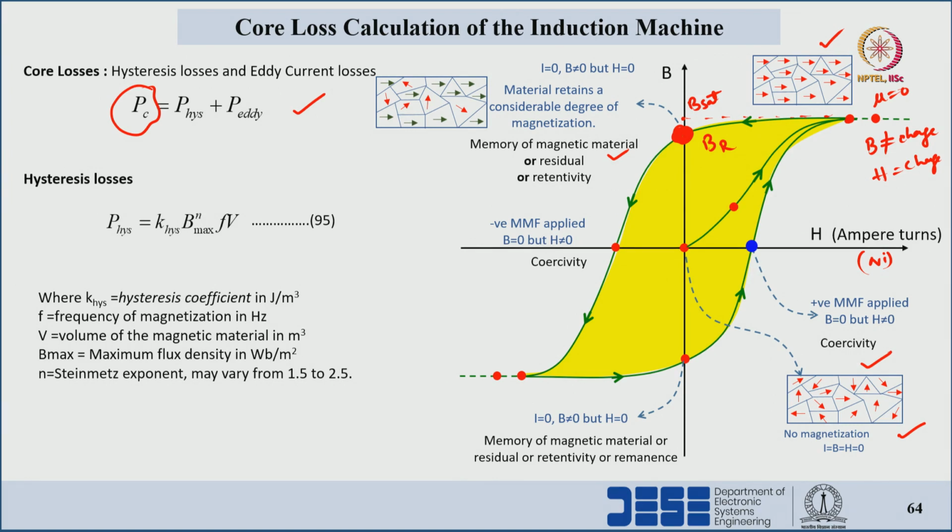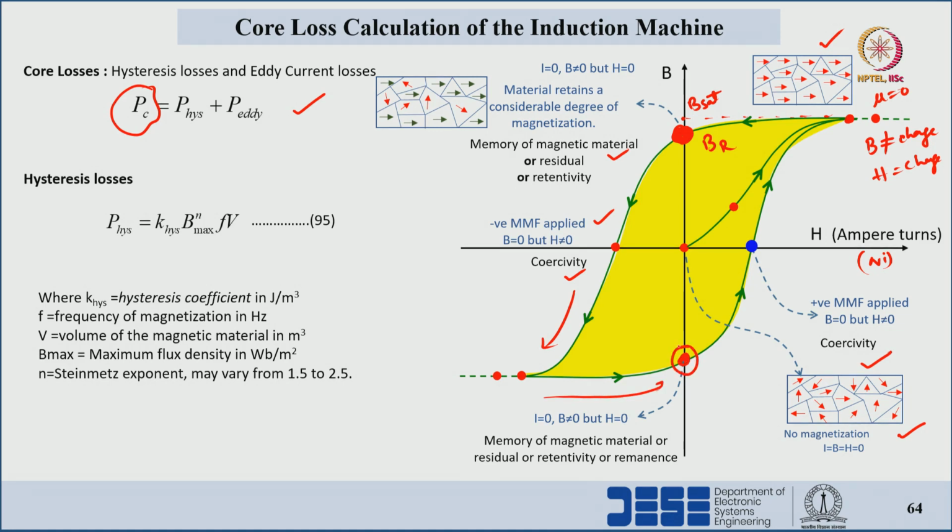In order to bring this value to 0, we have to apply a negative MMF. If we apply a negative MMF, then the B value will come down to 0, but the H value is negative, the MMF value is negative, and this point is called the coercive point or coercive field intensity point. Similarly, if we continue applying a negative MMF, the BH loop will follow this same way, come back in this fashion, and reach this point now.